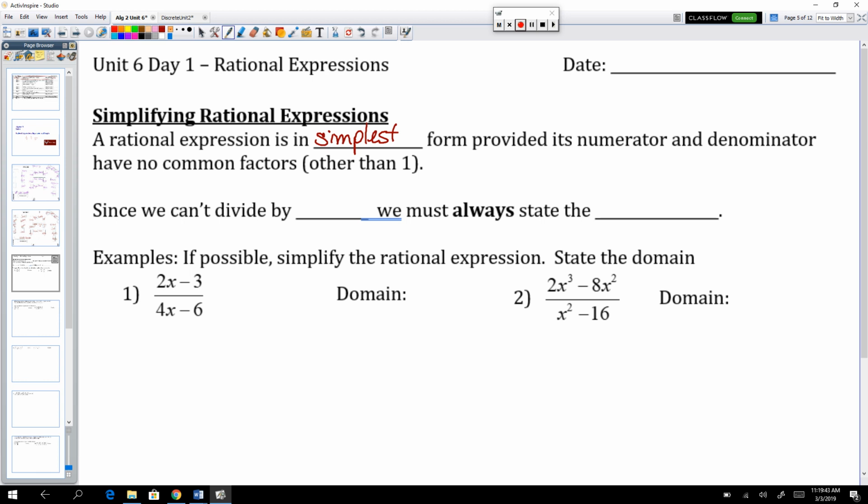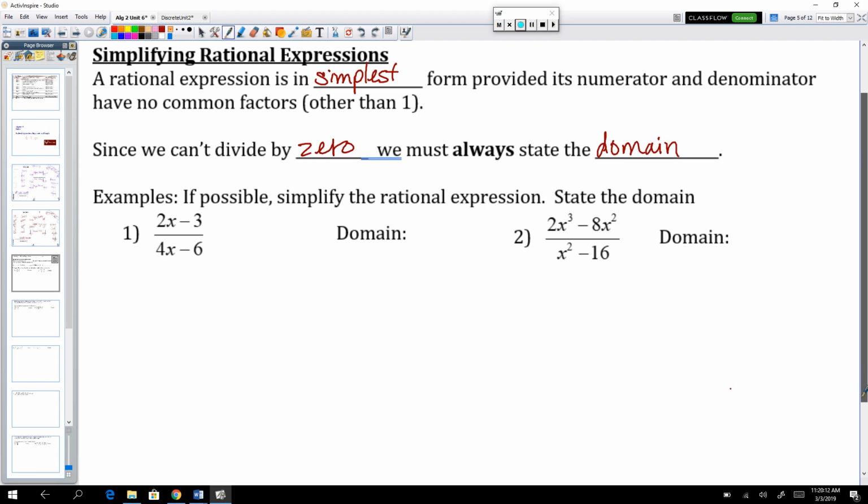A special note when we're dealing with rationals is to remember that we can't divide by 0. And because we can't divide by 0, and because we often have variables or x's in the denominator, we have to always take a look at the domain and make sure that we've accounted for things that we're not allowed to have that would cause a 0. That was a lot of words. Let's see if we can look at an example and see if we can make sense of this.